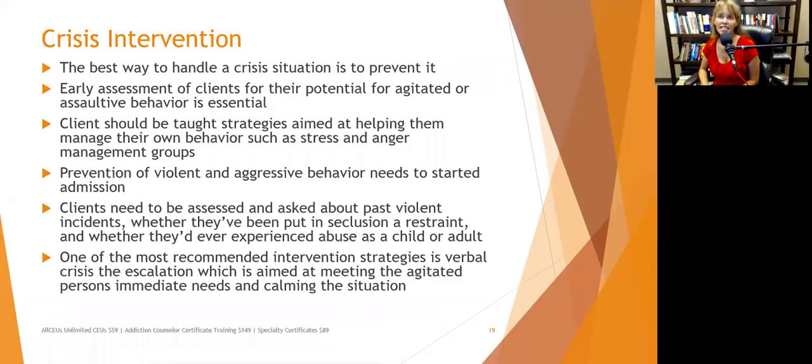Clients need to be assessed and asked about past violent incidents, whether they've ever been put in seclusion or restraint, and whether they've ever experienced abuse as a child or an adult. And remember, abuse as a child or an adult is a traumatic experience. So if that person has been restrained or abused before and they need to be restrained now, that's probably going to escalate the situation. So that's that trauma-informed approach to crisis management. So we need to know these things.